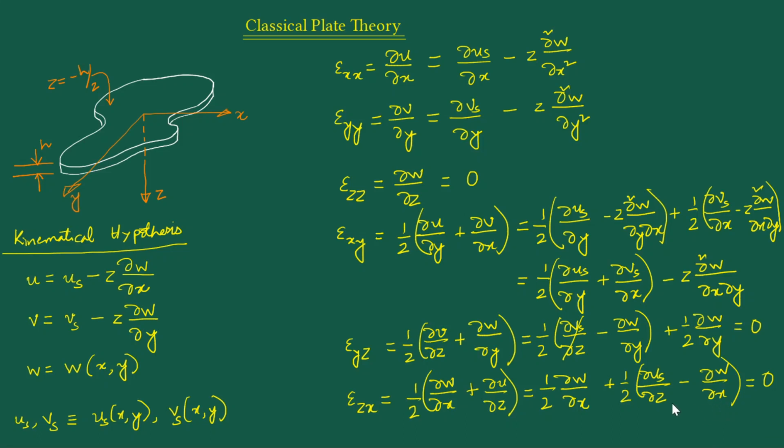Right. So as far as the non-zero terms are concerned, epsilon xx is non-zero, epsilon yy is non-zero, epsilon xy is non-zero. The other three terms, epsilon zz, epsilon yz, and epsilon zx are 0. Okay, so there is a certain simplification already emerging out of this kinematical hypothesis.